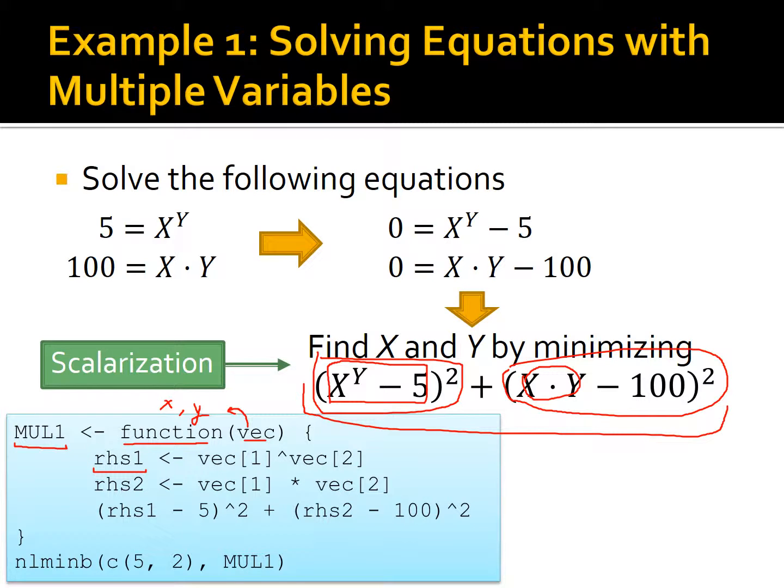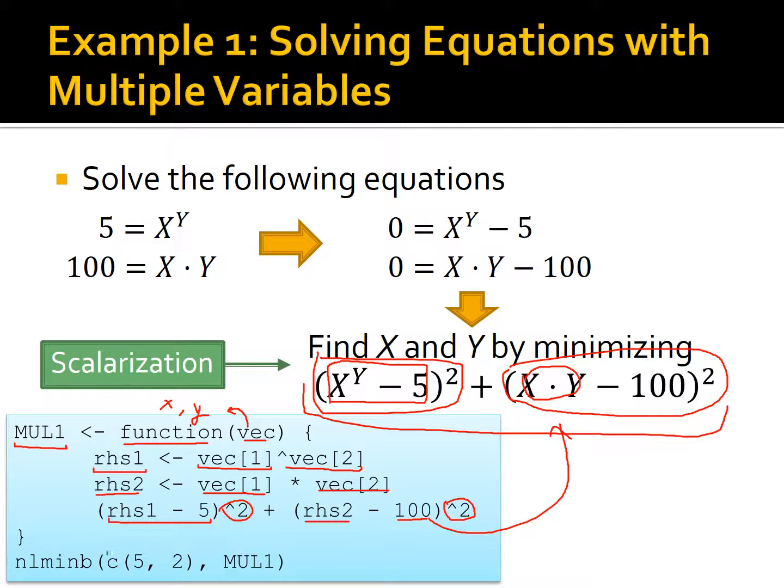So the first equation is that the first right hand side is the vector of 1 to the power of the vector of 2. And then we will subtract 5 over here. The second equation is the first element of the vector times the second element of the vector, following the second equation. And then this right hand side too is subtracted by 100. Both of them are squared, so these are the minimizing function over here.